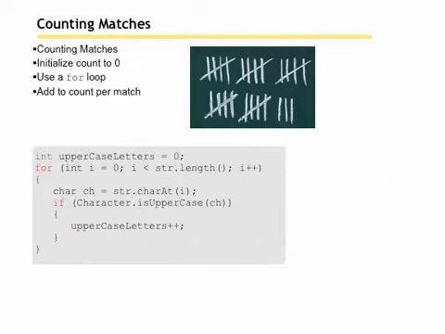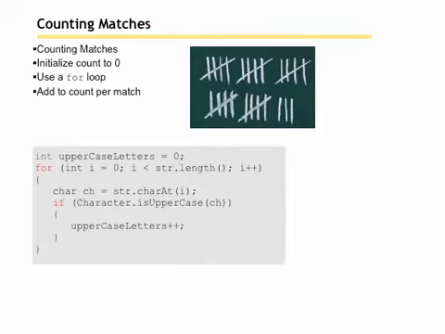Counting matches is another common algorithm. Let's say, for example, we want to count the number of times something occurs in a list. We would initialize our counter to 0. We would use a for loop to make sure that we looped through each element in the list, and then we would add to our count per match.